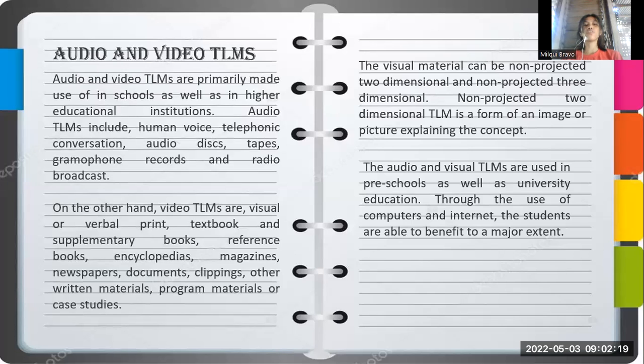So audio and video TLMs are primarily made use of in schools as well as in higher educational institutions. Audio TLMs include human voice, telephonic conversation, audio disc, tapes, gramophone records, and radio broadcasts. On the other hand, video TLMs are visual prints, textbooks and supplementary books, reference books, encyclopedias, magazines, newspapers, documents, clippings, other written materials, program materials, or case studies.